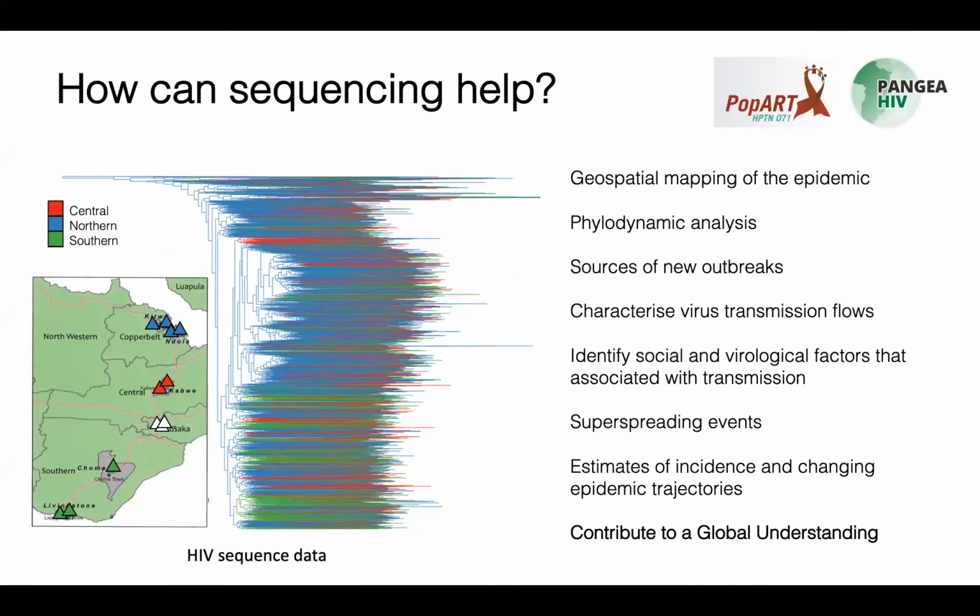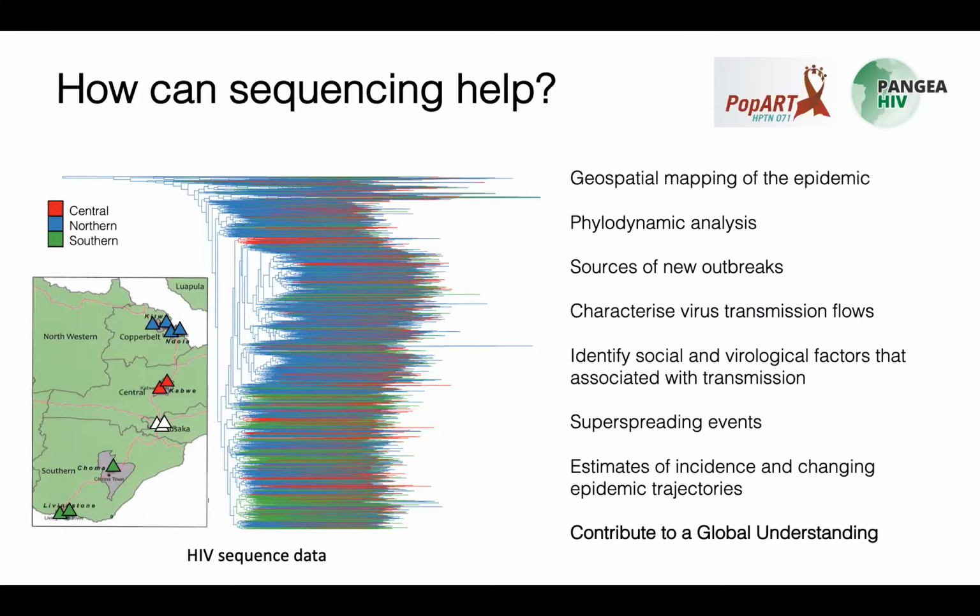We're all familiar with the arguments for more molecular epidemiology in PANGEA, with our work in HIV, in terms of the ability to map out the epidemic geospatially and understand the history of the epidemic, the phylogenetic analyses. We can think prospectively about the potential to identify new sources of new outbreaks and characterize those transmission flows, and with that, the factors associated with transmission.